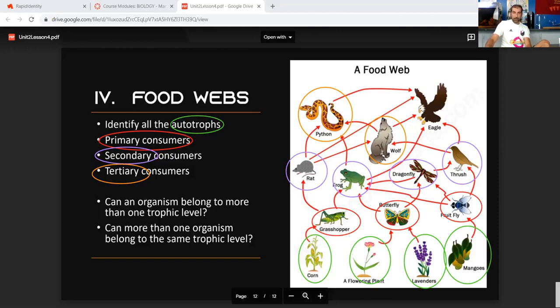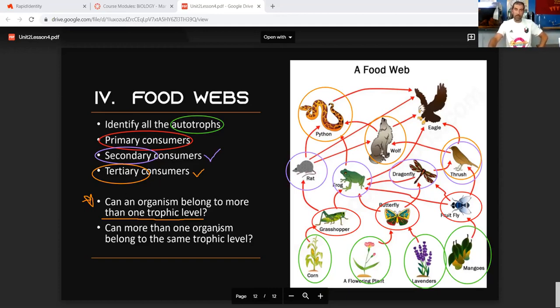Here's where it gets tricky. If I go mangoes, primary, secondary, following fruit fly to dragonfly, that's secondary. This thrush could also be a part of a different trophic level. And that's where you see a little bit of a difference, okay? You'll get a question that'll say, can an organism belong to more than one trophic level? Well, you see this thrush, it's part of the tertiary consumer level as well as part of the secondary consumer level. So could you have an organism belong to more than one level? The answer to that is yes.